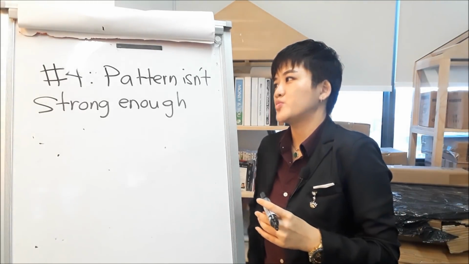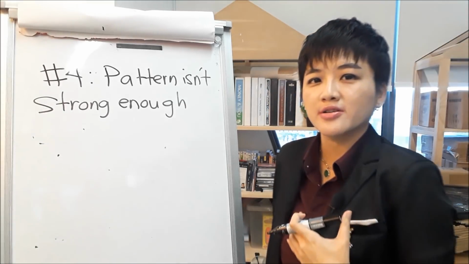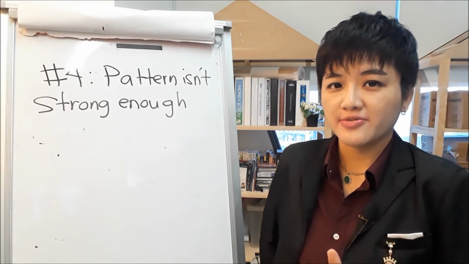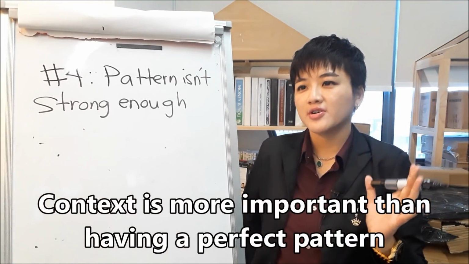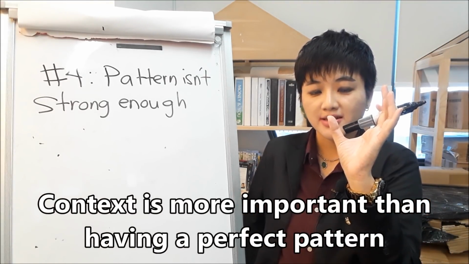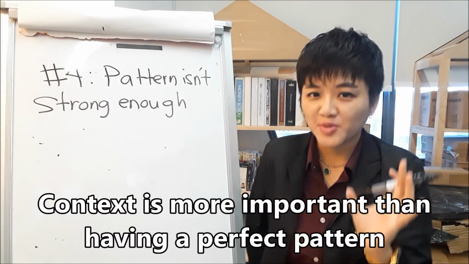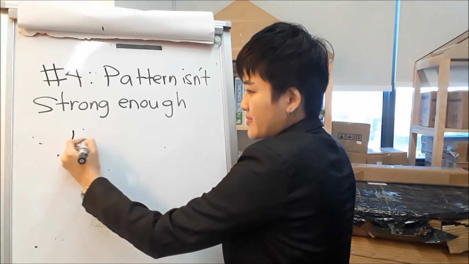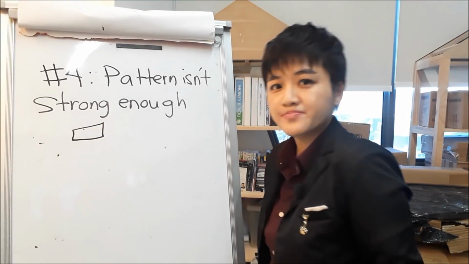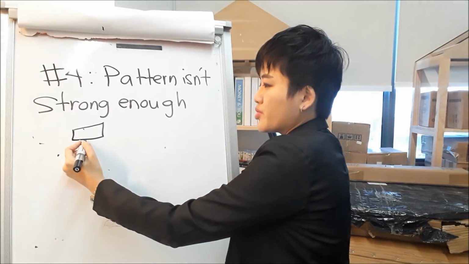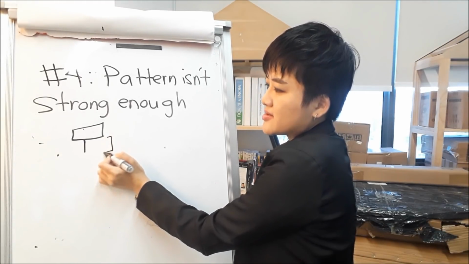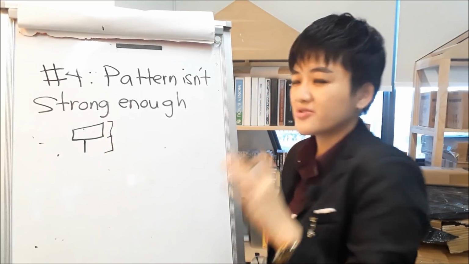The fourth occasion in which your candlestick will not work out is when the pattern is not strong enough. Now, if you compare this with context, where the candlestick appears, context is more important, okay? Let's take a hammer pattern. A hammer pattern where the wick only goes like this, the same length as the body, and it's just very short.